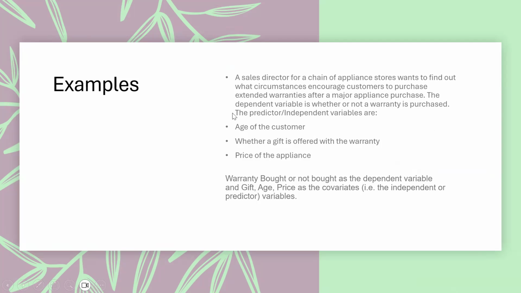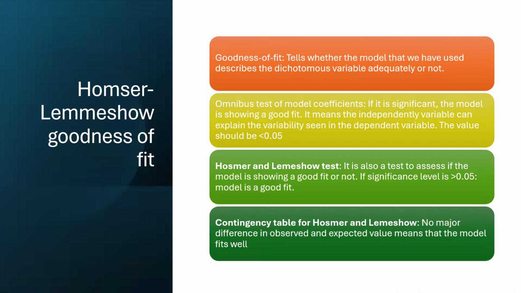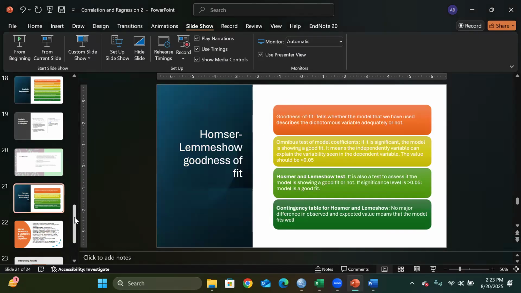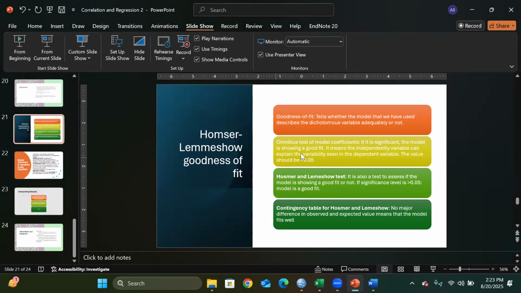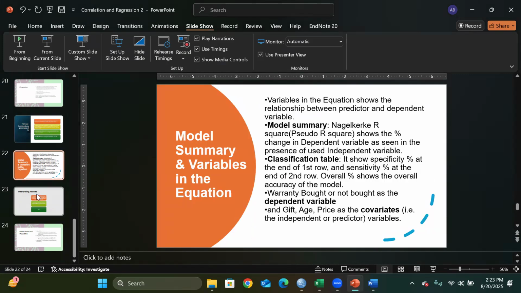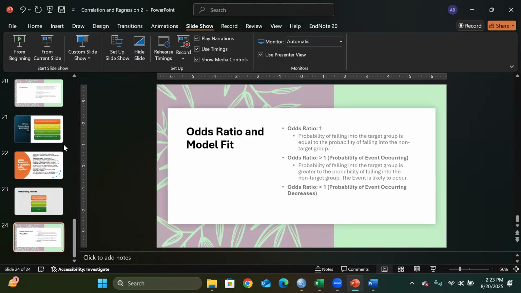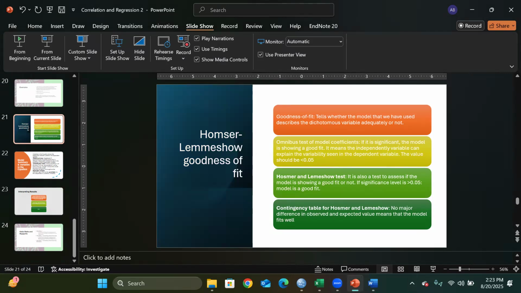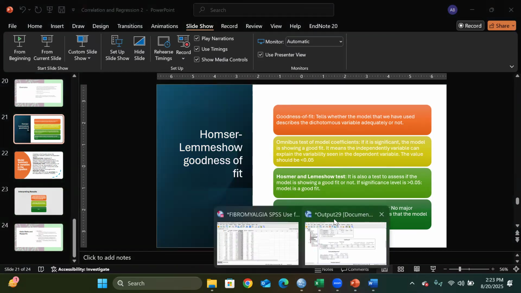Age is a quantitative variable. Whether a gift is offered, yes and no, that is categorical. Price of the appliance, that is again quantitative. So now, for this purpose, to see the risk and cause and effect, they have applied this logistic regression. Okay. So let us apply this model and then we will be looking at the tables and explaining them. This is all about the tables that it will show. Okay, so we will be looking at them, and let me open it up.